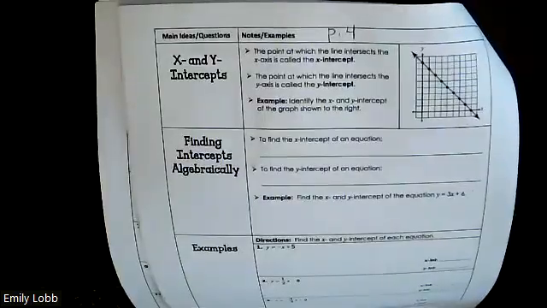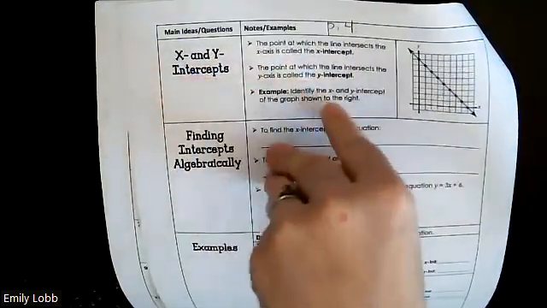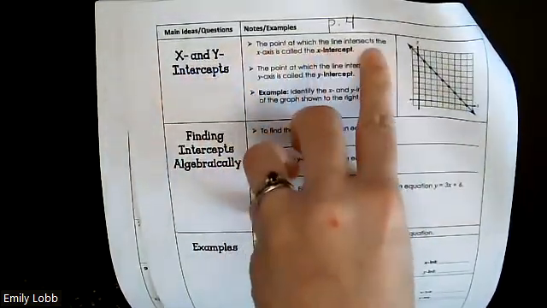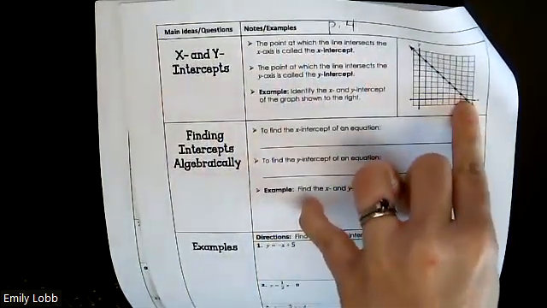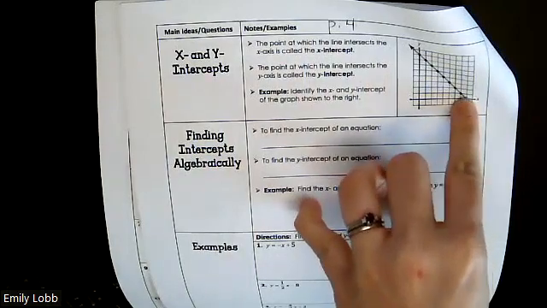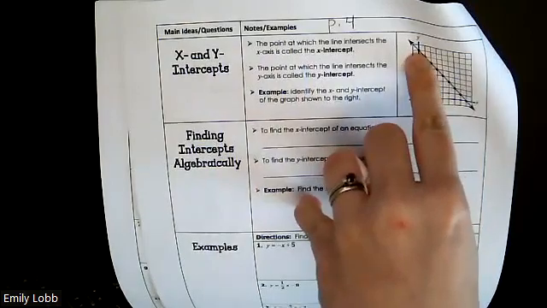So we have talked some about y-intercepts, right? So today we're looking at x and y-intercepts. The point at which the line intersects the x-axis here is called the x-intercept. And the point at which the line intersects the y-axis is called the y-intercept.